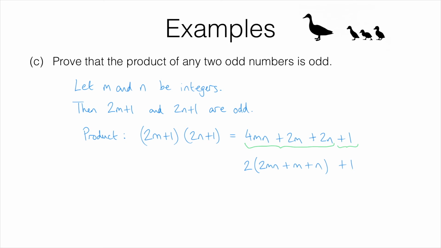And what this does is show me that the product is 2 lots of something plus 1. And everything in this bracket involves multiplying and adding whole numbers together. So that is a whole number. So we've got 2 times a whole number. That means this bit is even. And then we add 1, and that means it's odd. So we've just shown that the product has a form like this. It's 2 times something plus 1.